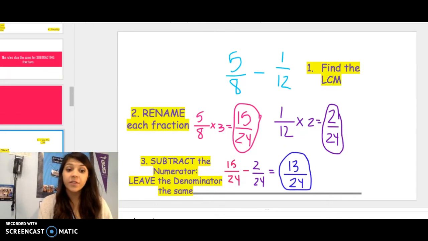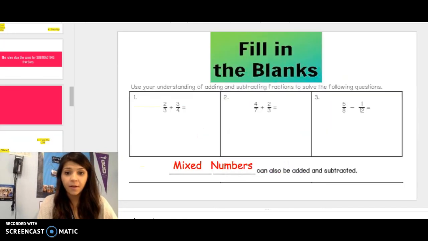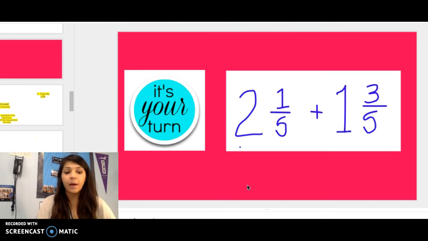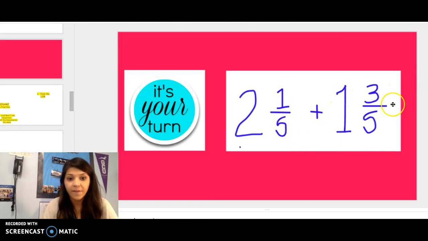This is probably where most of the confusion is coming from for the students today, because it is a little bit more of a higher level thinking task, but we're going to go over it anyway. So with mixed numbers being added and subtracted, I have a simple problem right here just for everyone to try. We have 2 and 1/5 adding 1 and 3/5.